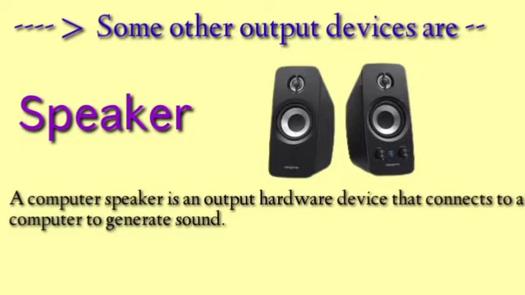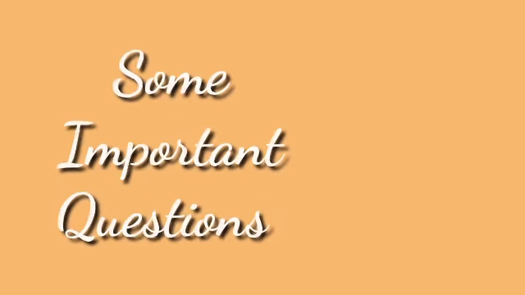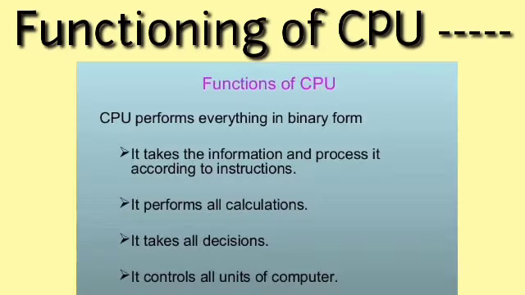So students, I hope you have understood these topics. Let us look into a few important questions from this first chapter. An important question in this chapter is the functioning of the CPU. In this question, we will be writing about the different functions of the CPU. The first one is that it takes the information and processes it according to the instructions given by the user. Whatever instruction is given by the user is processed by the central processing unit of the computer.